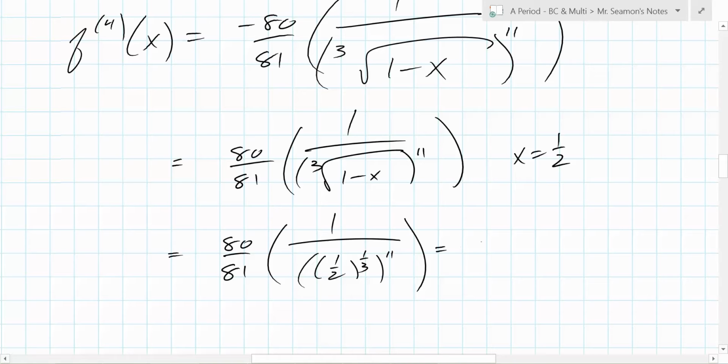So I mean, you just have to be really careful about it. It's 80 over 81 times, what do we got? 1/2 to the 11/3 power, right? So that's 2 to the what power? That's 2 to the 11/3 power. Are we there so far?